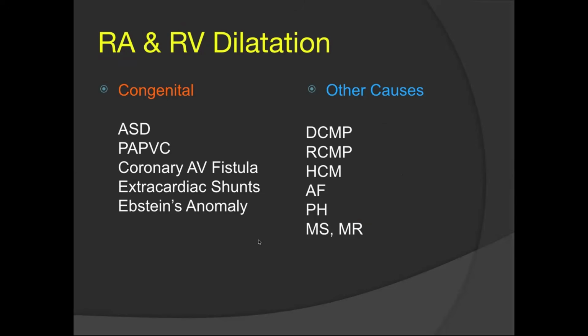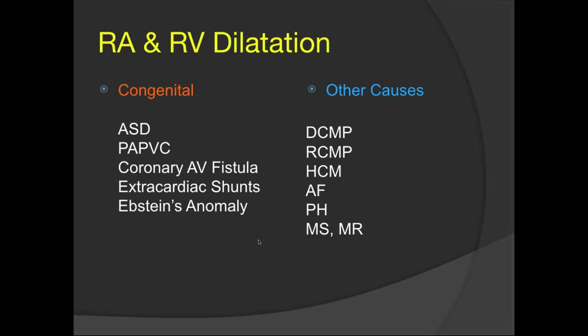You have picked up dilated RA, RV, but what will you think of as the cause after that? And based on that, you also have to evaluate the suspected cause of the RA, RV dilatation. It is not enough to just report that it is dilated and stop at that. Whenever you find the right heart to be dilated, you have to suspect a cause.